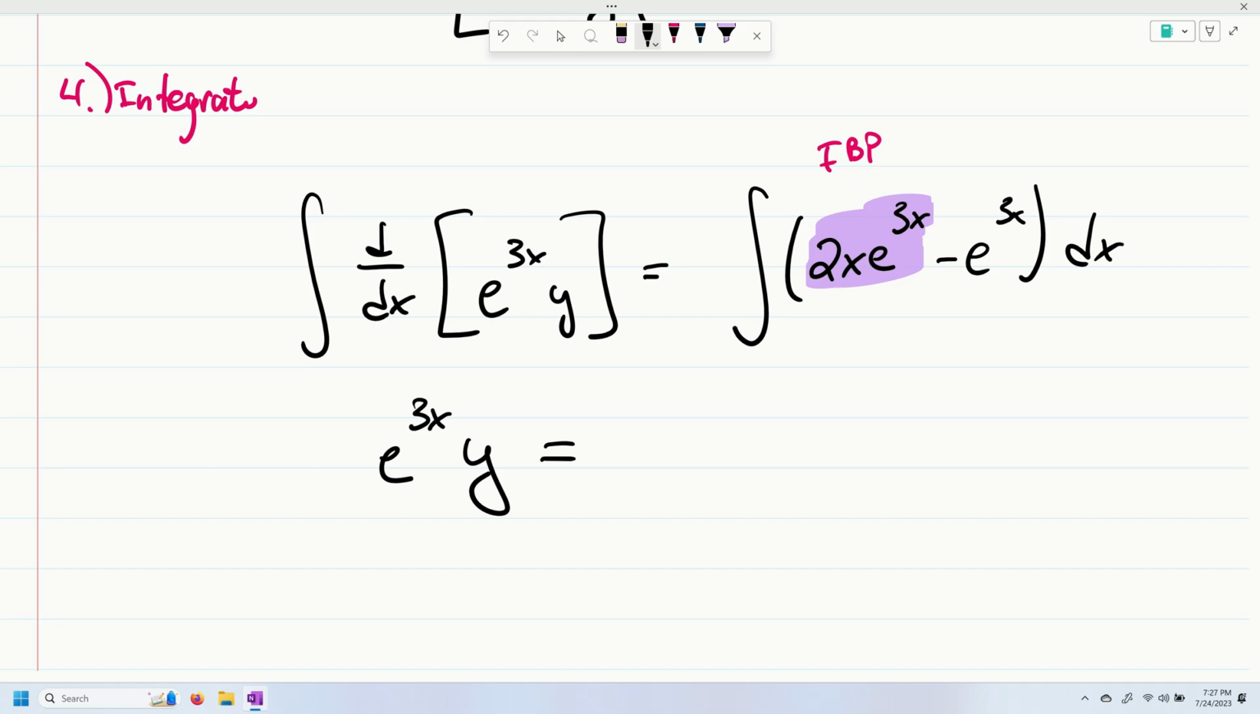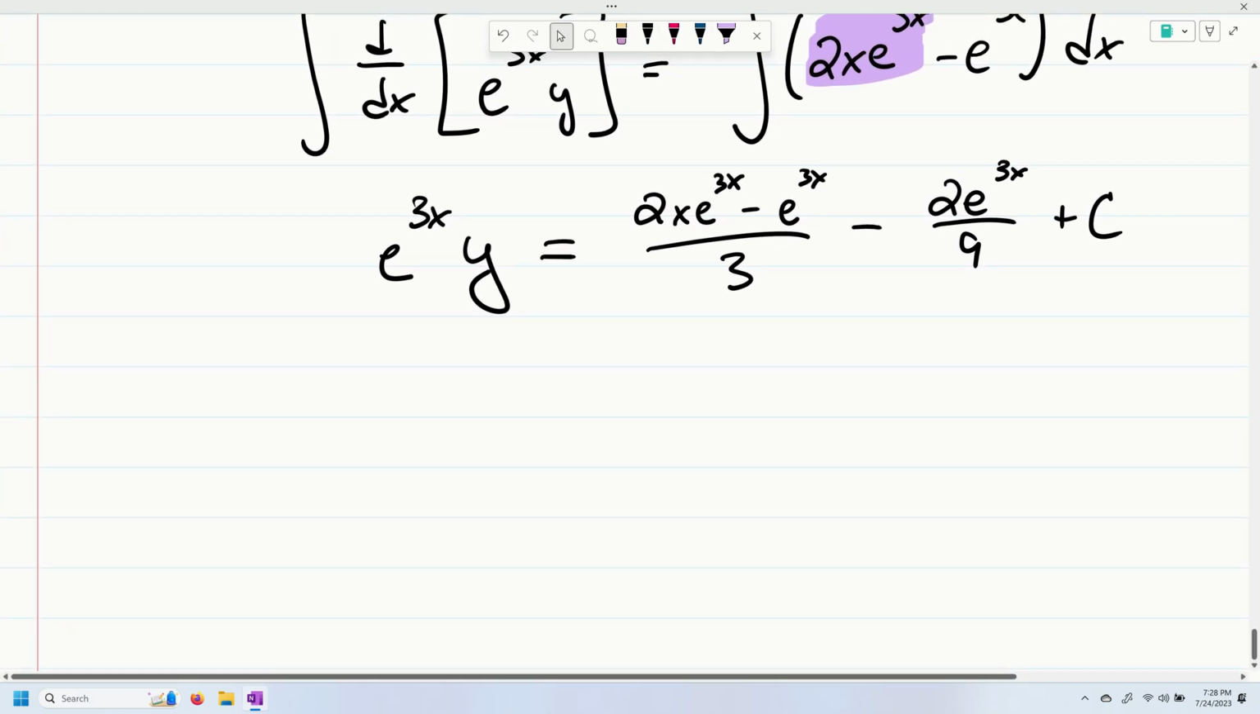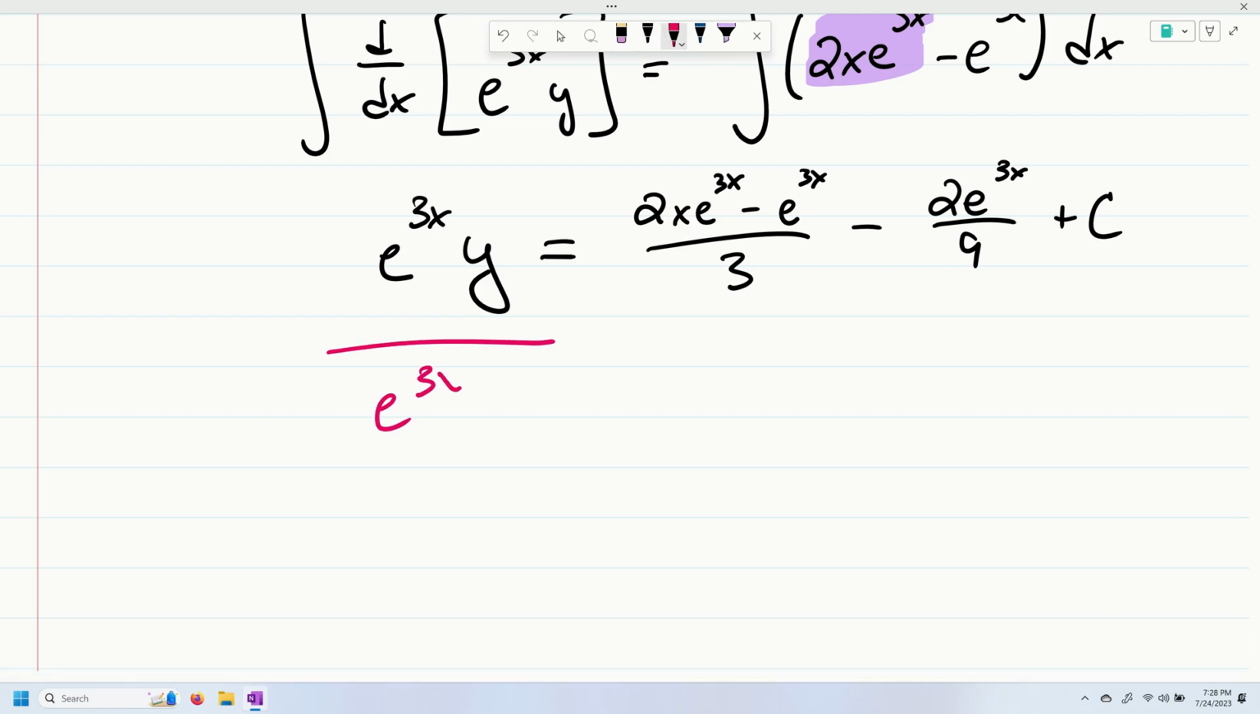Because I don't want this video being too long, I'm just going to tell you what the integral is. So you end up getting (2x e to the 3x minus e to the 3x) all over 3, minus 2e to the 3x over 9, plus c. You can go ahead and do that. It's not that bad, it just takes a little bit of time. Now, we're going to divide everything by e to the 3x.